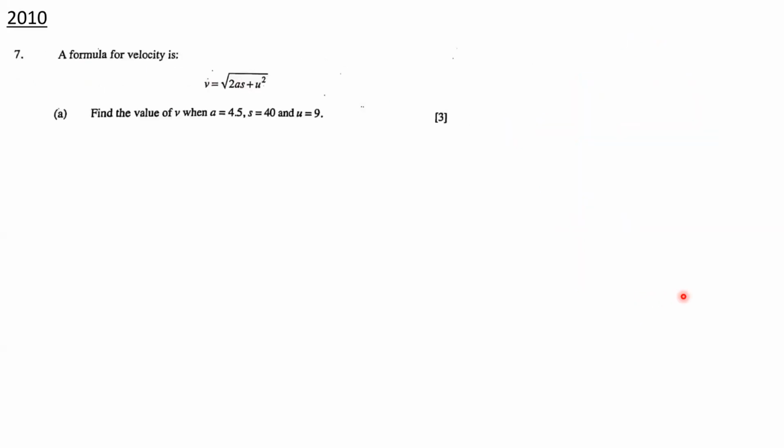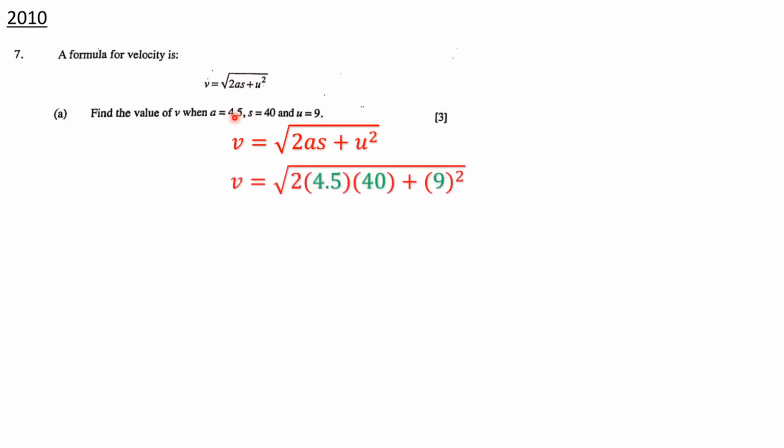All right, moving right along, we have this next question. It says a formula for velocity is V is equal to the square root of 2AS plus U squared. Find the value of V when A is equal to 4.5, S is equal to 40, and U is equal to 9. So what are we going to do? Wherever we see A, we're going to put 4.5. Wherever we see S, we're going to put 40. And wherever we see U, we're going to put 9.